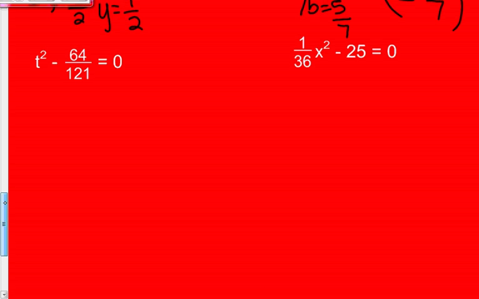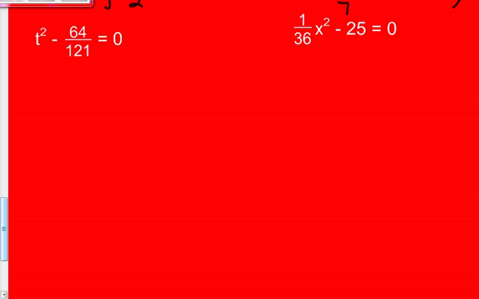2 more. Here we go. Okay, here we go again. We're going to have this difference of squares. So we're going to break these up into 2 binomials again. T will be in each one.